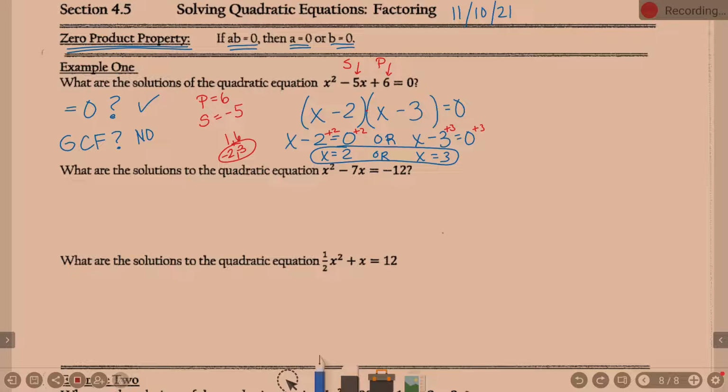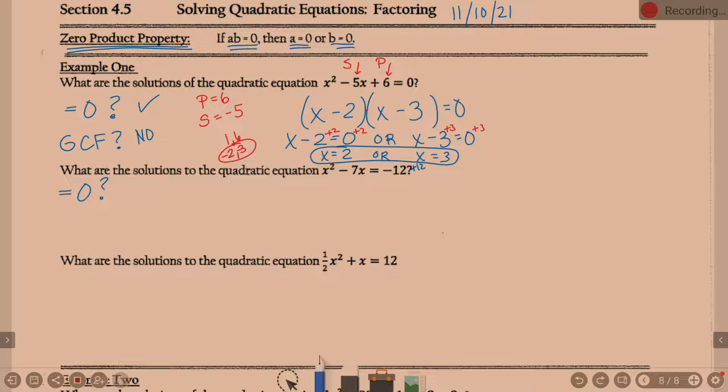Okay. Let's try equation 2. What are the solutions to the quadratic equation x squared minus 7x equals -12? What's my first question to myself? Does my equation equal 0? It doesn't. So don't start anything yet. We're going to make that equation equal to 0. How do I do that? Add 12 to both sides, since it's -12, we're going to add the 12 over.